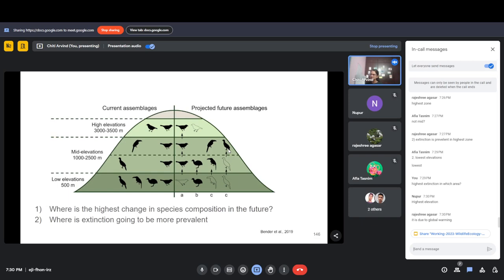So this is just an explanation from an example that is illustrated in this particular study that looks at the projected impacts of climate change on diversity of birds along an elevational gradient. I can link the paper out here in case you are interested as well. You can have a look at this.